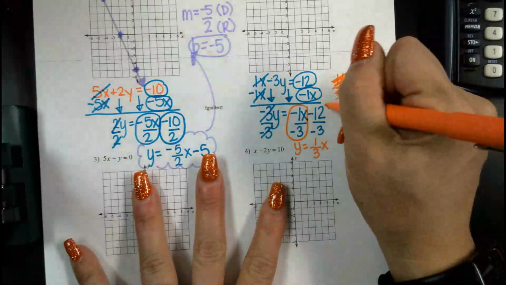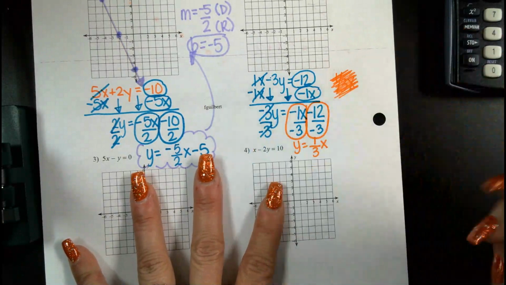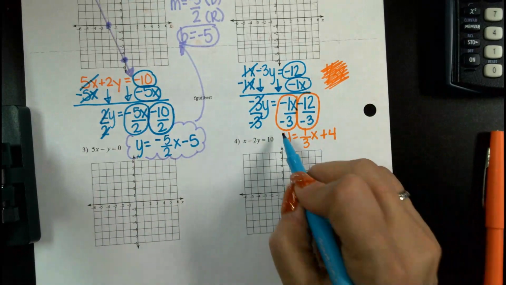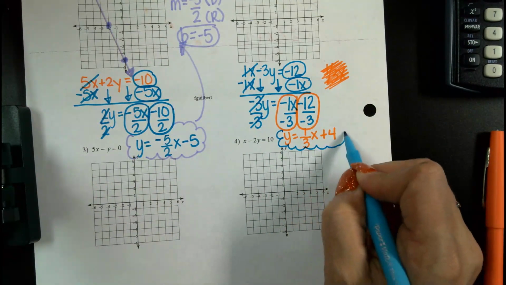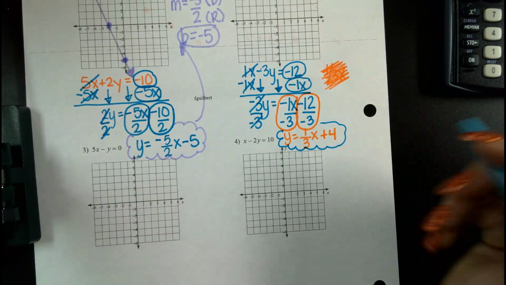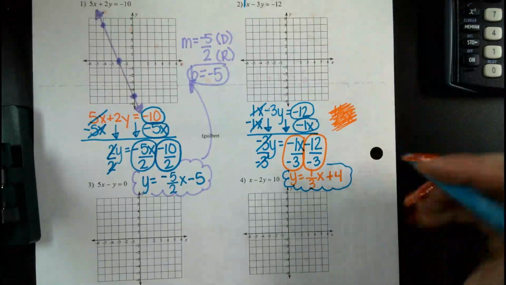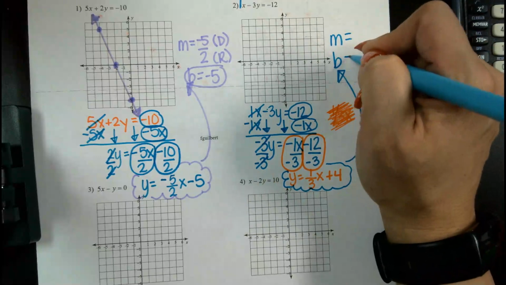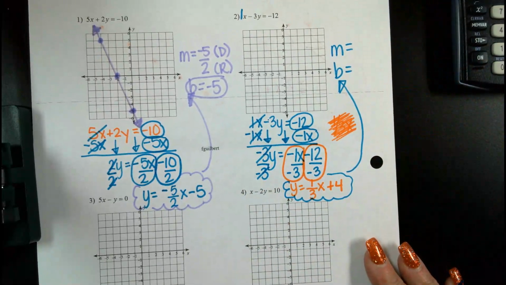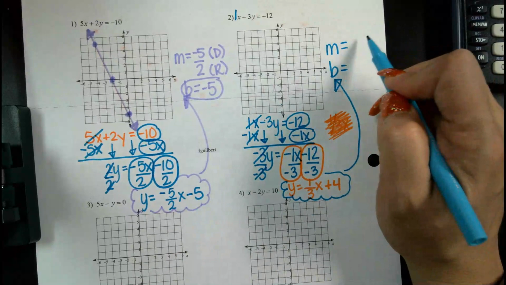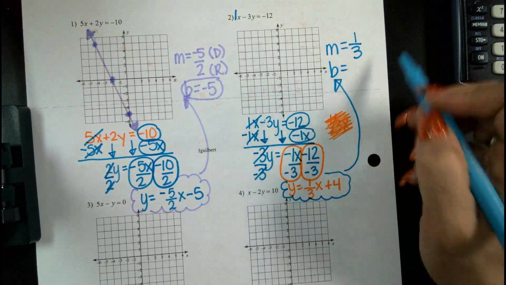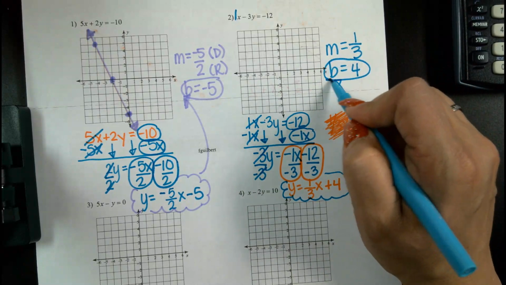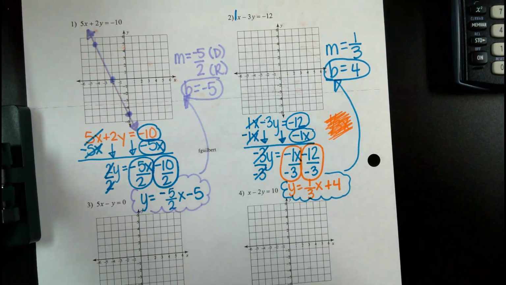Okay, now this part, the division part, what's negative 12 divided by negative 3? Positive 4. Okay, so here is your slope-intercept form. I'm going to go up here. I'm going to put m equals and b equals. So our slope is what number? 1/3. And then my intercept is the 4. And that's the one we plot first on the y-axis.